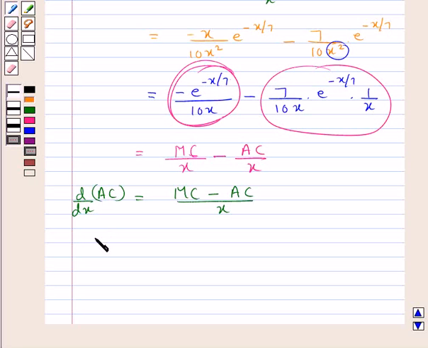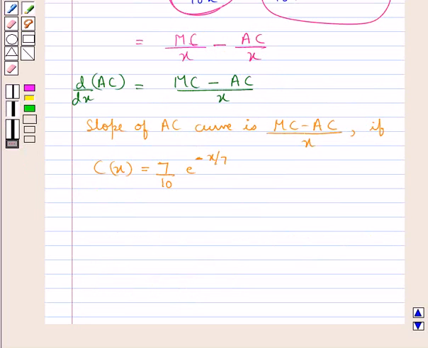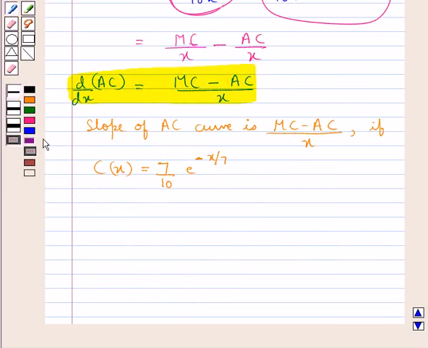Hence we have verified that the slope of the average cost curve is given by marginal cost minus the average cost, this whole upon x, if the cost function is given as 7 upon 10 into e to the power of minus x upon 7. So we have proved this also. So this completes the session. Hope you have understood the solution of this question.